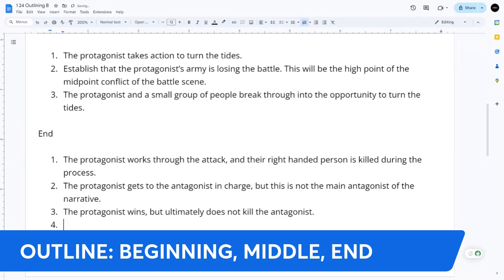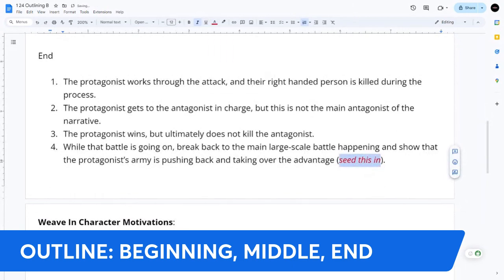Okay. Well, this is going on, I need other stuff going. So while that battle is going on, break back to the main fight. A main large scale battle happening, and show that the protagonist army is pushing back and taking over the advantage. All right, so I want to seed that in. Seeding this in. I should say seed this in.